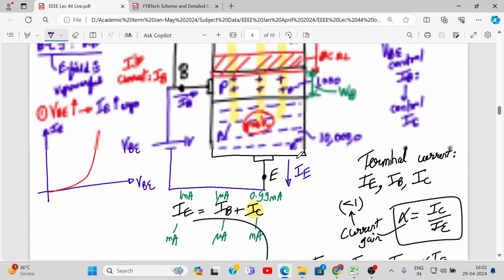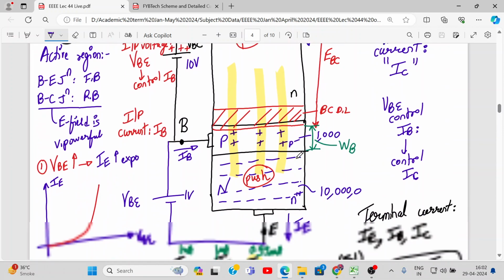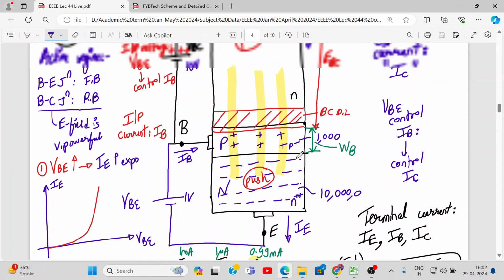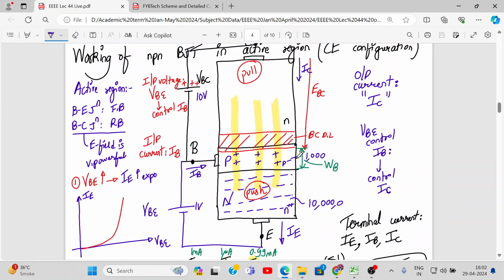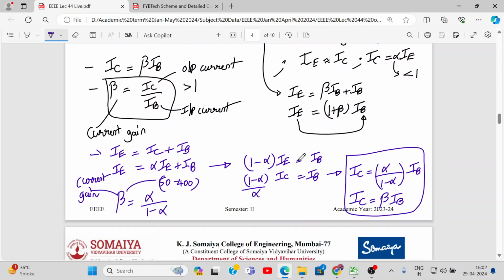Alright. So why is BJT called a current control device? Because in simple language, VBE is controlling IB and IB in turn is controlling IC. Alright, because we have seen the relationship between them, right? If I control IB, I can control IC because IC is just beta times IB. Okay?